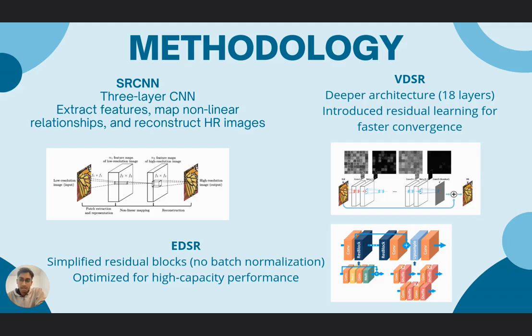Next, we have the VDSR, which builds on SRCNN by significantly increasing the network depth to up to 20 layers. For this project, we have chosen 18 layers. Deeper networks usually face challenges like managing gradients, but VDSR performs residual learning to avoid that. So instead of predicting the entire HR image, it learns to predict the residual, which is the difference between the input and the target image. So this makes training much faster and improves accuracy, particularly for large upscaling factors.